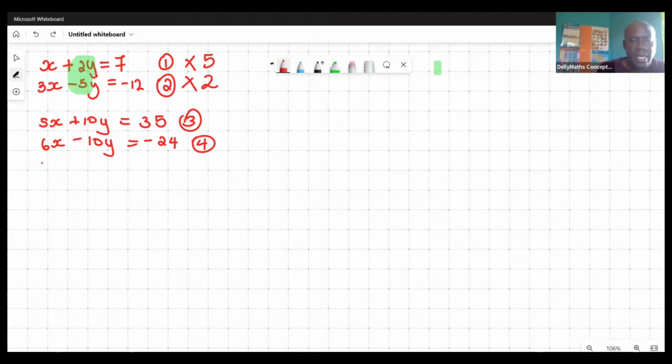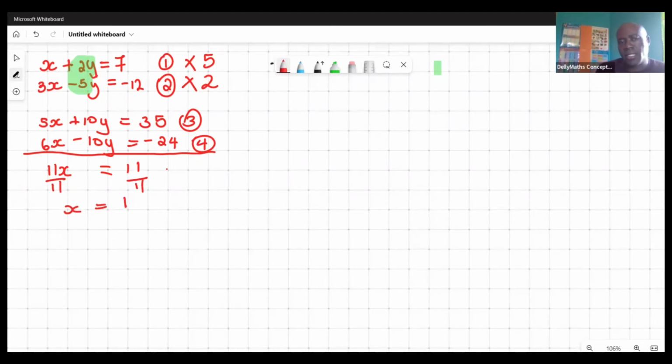We could draw a line, since the variables are lined up. 5x plus 6x gives 11x. Negative 10y plus positive 10y is 0. 35 plus negative 24 gives 11. So we have 11x is equal to 11 when we add the two equations. If I divide by 11, x is equal to 1.